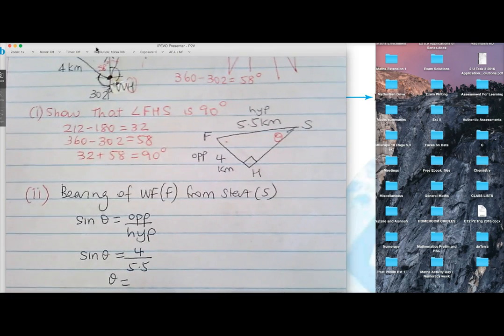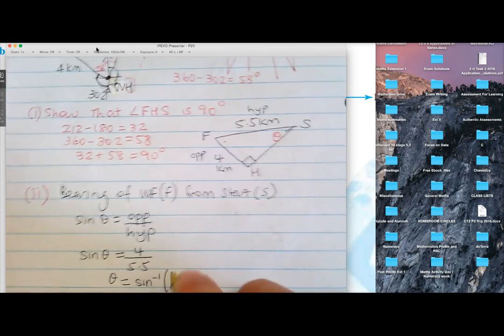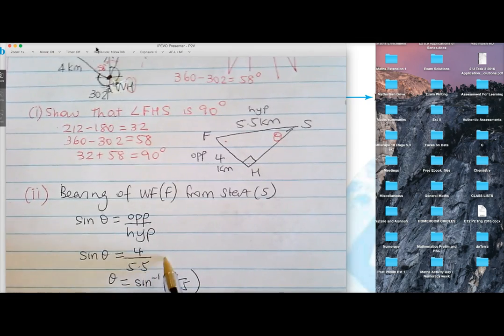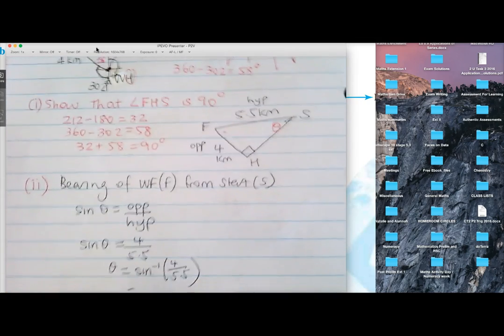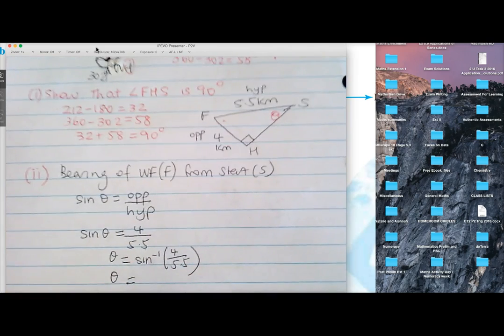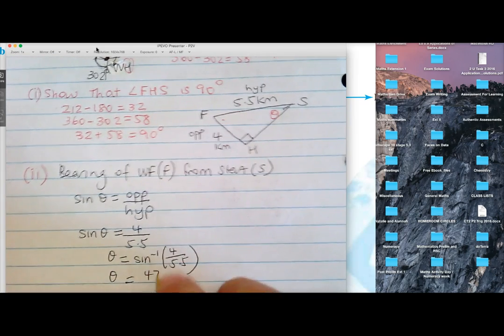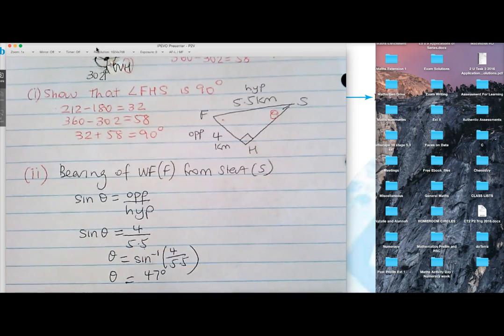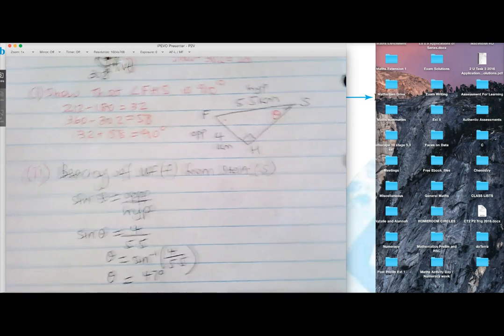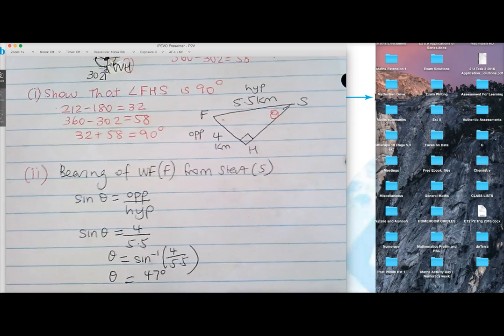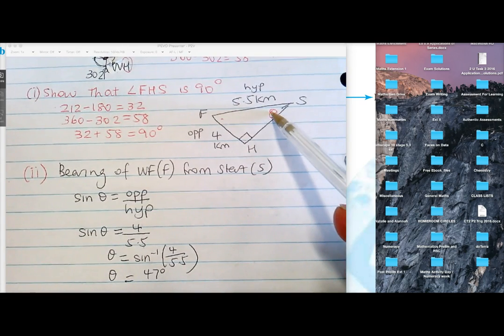Do I just press sine of something, or do I have to go shift sine? Shift sine. Sine to the minus 1 of 4 over 5.5. See, girls, 4 divided by 5.5, you can put the answer there if you want, but you don't have to. What do you get? Nearest degree? 47. 47 degrees. Once you've copied that down, we need to go back to the original diagram and put the 47 degrees in the original triangle. So girls, all we've done is worked out this angle theta in here, and it's 47.